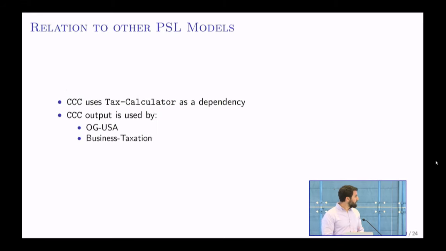Okay, so this model does relate to a couple other models in the PSL ecosystem, one of which I mentioned, the tax calculator. So that is a dependency of this cost of capital calculator. In order to get those individual income tax rates, we're using the tax calculator here. As well, the output from this model is used, although the model itself is not a dependency of these other PSL models. The output from the cost of capital calculator is used to inform, for instance, the rate of depreciation for tax purposes in the overlapping generations model, OGUSA. The data that cost of capital generates is used in the business taxation model that's used to compute corporate revenue estimates and is part of that PSL ecosystem.